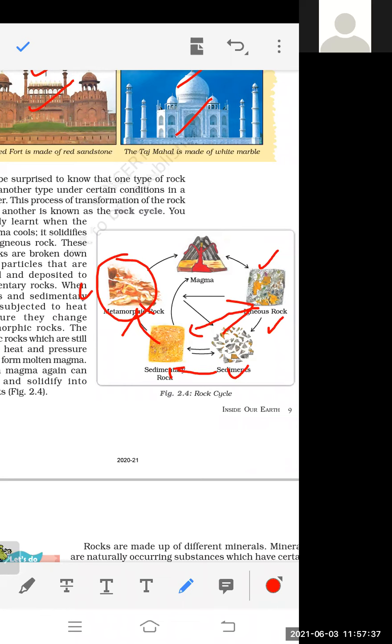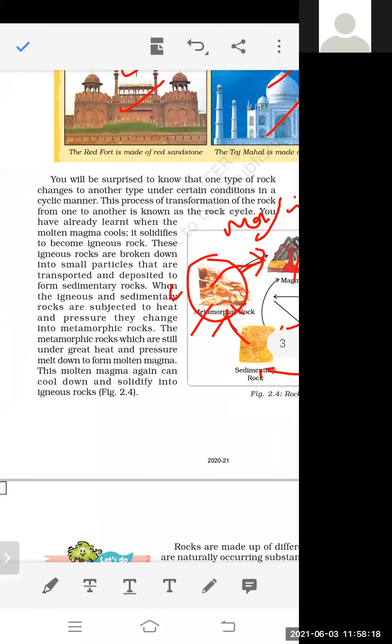Slowly and gradually the lower part of the metamorphic rocks begins to thrust and goes inside the earth, and when it goes into the mantle portion, it is converted into magma under the high temperature, right? So igneous rocks convert into metamorphic rocks, and metamorphic rocks convert into magma. Now what happens? This magma comes over the surface through volcanic eruption, and again these rocks are formed, right? So this cycle keeps on going, and this is known as the rock cycle.